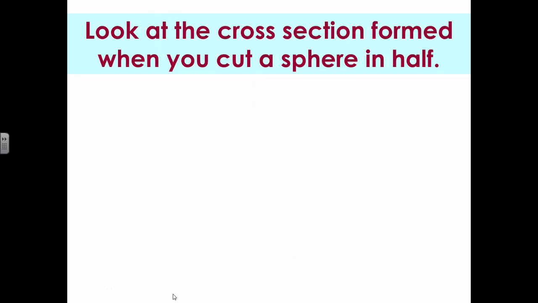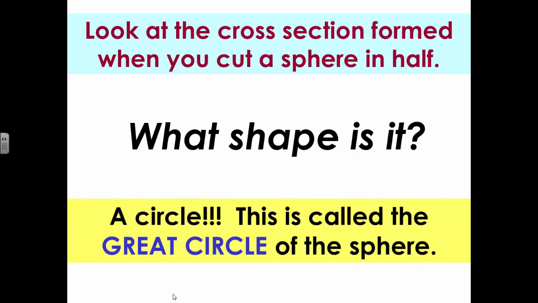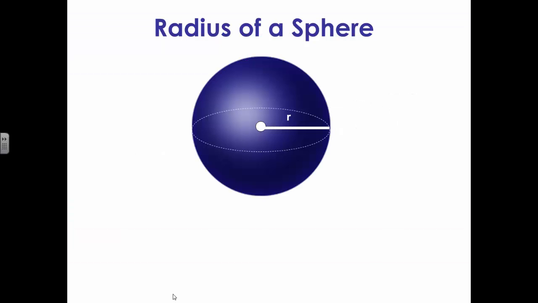A cross-section means if you were to slice, say, an orange. Look at the cross-section formed when you cut a sphere in half. So of all the slices of an orange, I would always get the shape of a circle. Well, if I were to cut on the diameter, I would get what's called the great circle of the sphere. It's the largest circle formed at this cross-section.